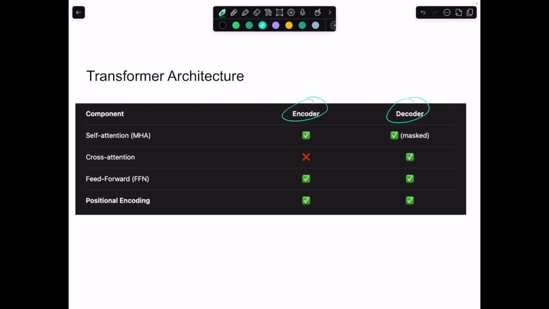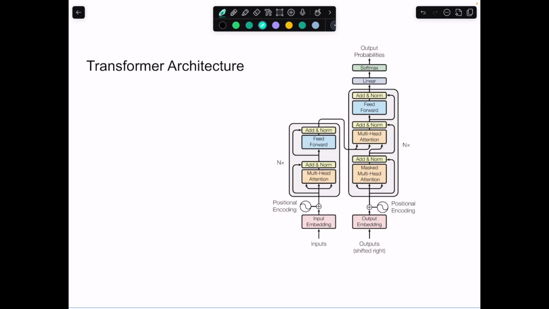So these are the 4 key components in the transformer architecture. We have self-attention, cross-attention, feed-forward network, as well as positional encoding. Both encoder and decoder have almost the same components, except that the decoder uses cross-attention. The encoder doesn't need it. Let's take a closer look.